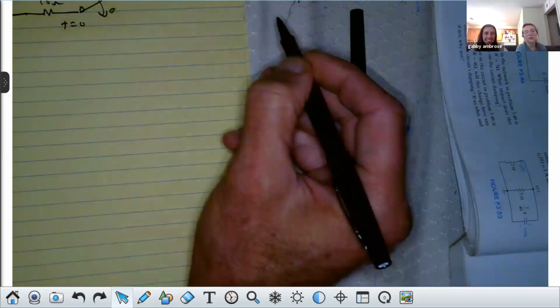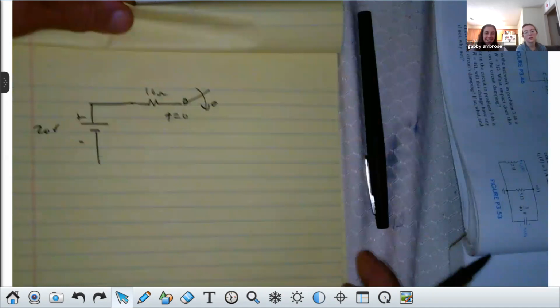All right. Now, do this with me. Let's see who can work with me on this. Here's a kind of quiz problem I would ask, for real. 20 volts, all right? Resistor, 10 ohms. Switch. T equals 0, it shuts. Right? Can you move the paper over? Yes. Thank you.